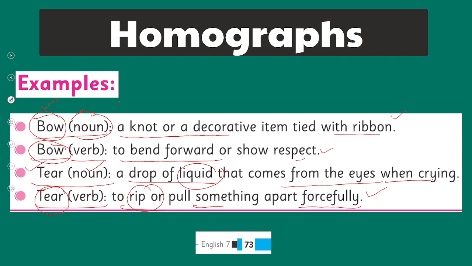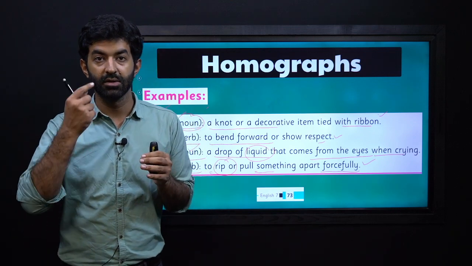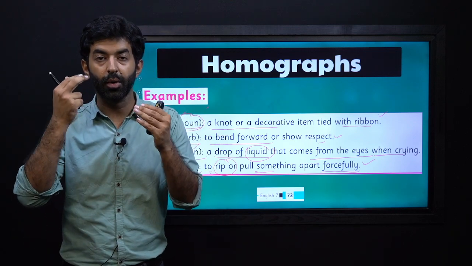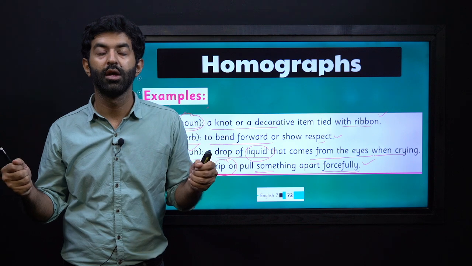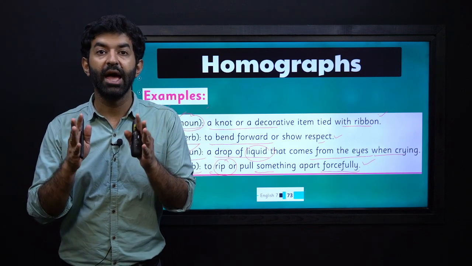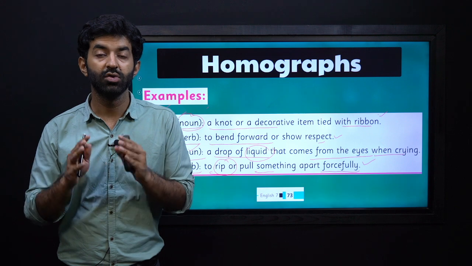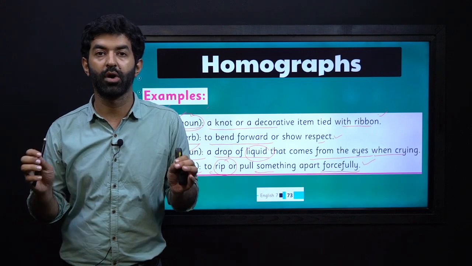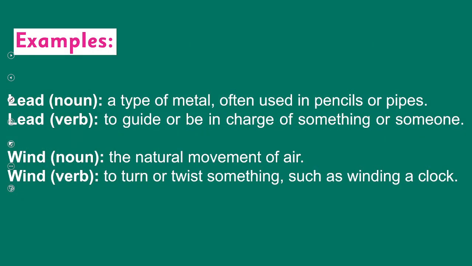Now, students, you see that a tear is your liquid coming from your eyes, but tear means to tear something apart. So, same word having same spellings but having different meanings and different pronunciation. So, this is what we call a homograph. Let's talk about some more examples.